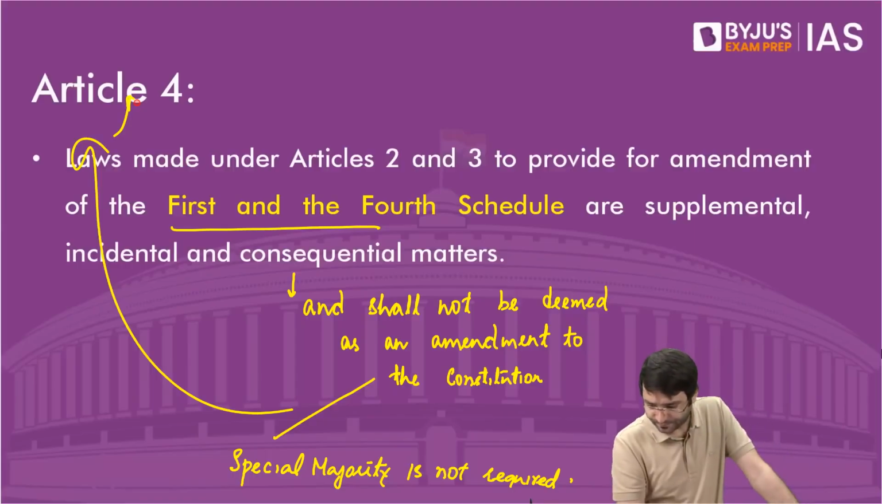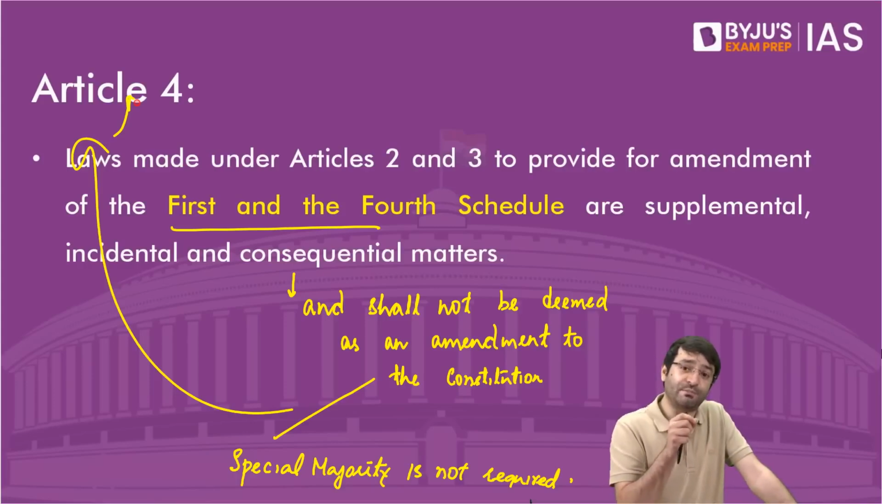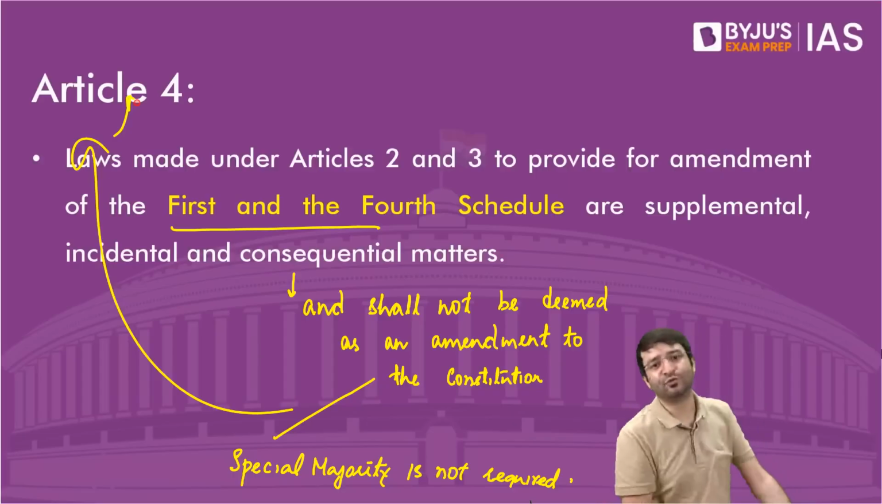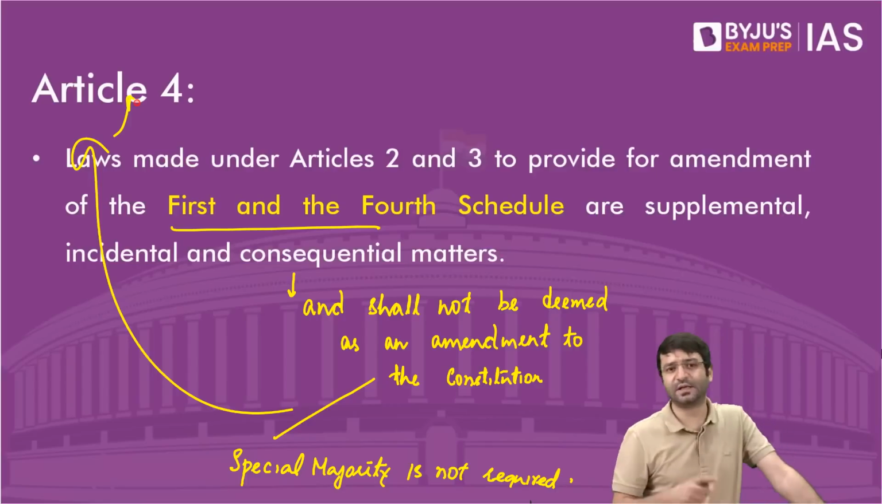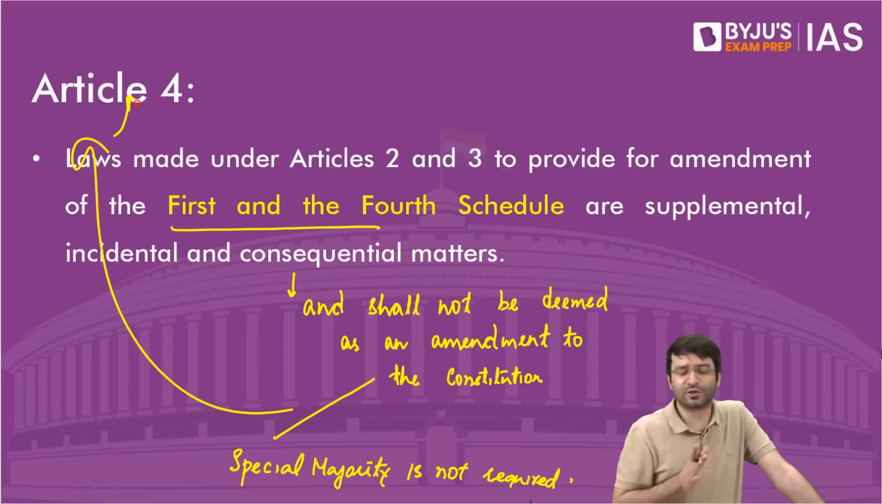Crystal clear, okay. If 500 are present and voting, then is two-thirds calculated on 500 or 543? 543 is the total strength of the house. If 500 are present and voting, two-thirds means two-thirds of the members present and voting. So 500 you have to use. In a constitutional amendment bill, the President has only one role to play: just to sign it. That's it.